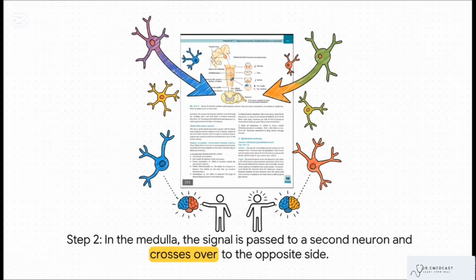Step 2 brings us right back to our star player, the medulla. Here, our first neuron hands off the signal to a second neuron. This handoff happens inside a little cluster of cells called the nucleus cuneatus. And what does that second neuron do? It immediately decussates. It crosses over to the left side. So get this, sensory information also crosses over in the medulla, just like the motor commands.